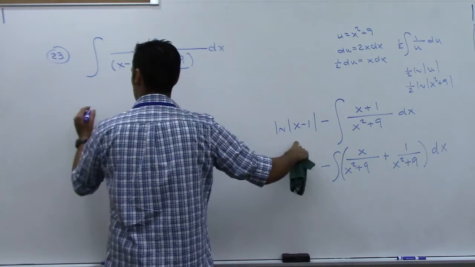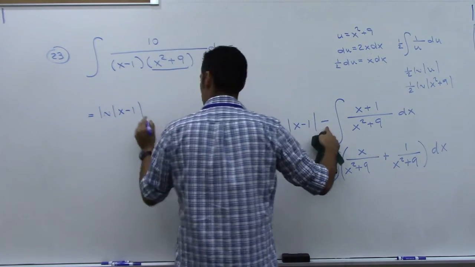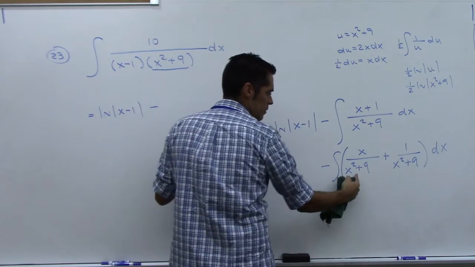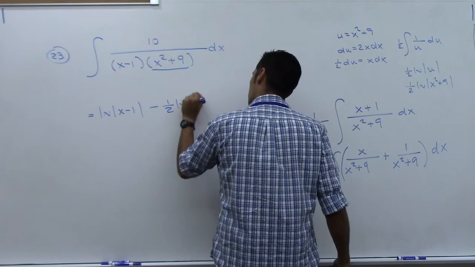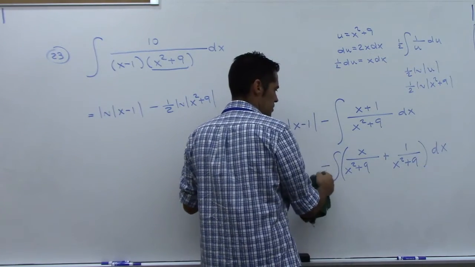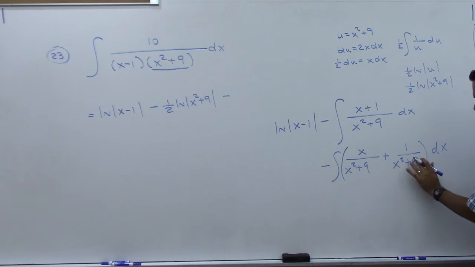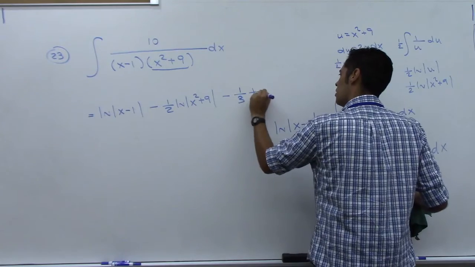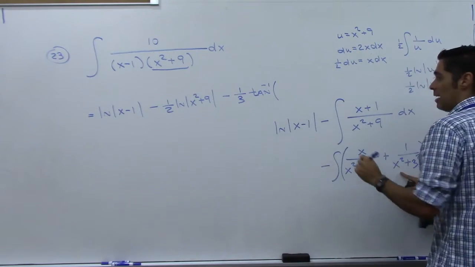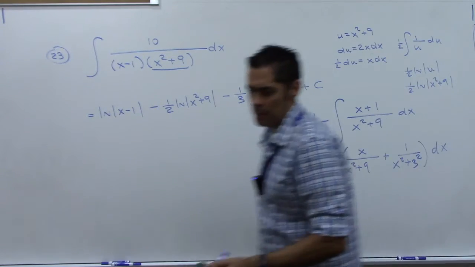Okay, so this is equal to, I had the natural log x minus 1 in front, then minus the antiderivative of this one, which we said was 1/2 natural log x squared plus 9, and then this minus goes to this one also, so minus, and then this is arctangent. Remember, this is 3 squared, so a is 3, so we use the formula, it's 1 over a, 1 over 3, arctangent of x over a, which was 3, and then plus c. And that's it.